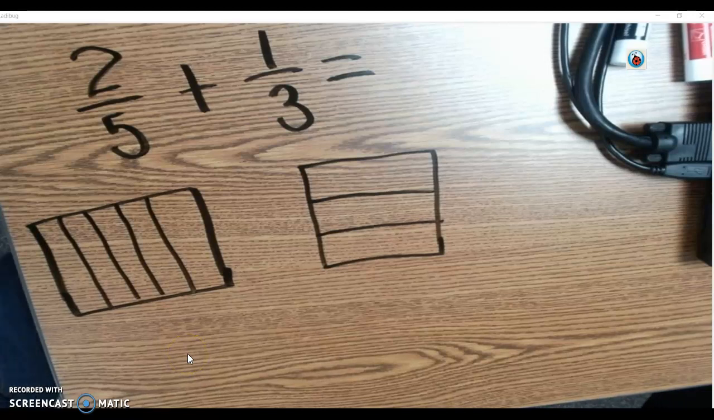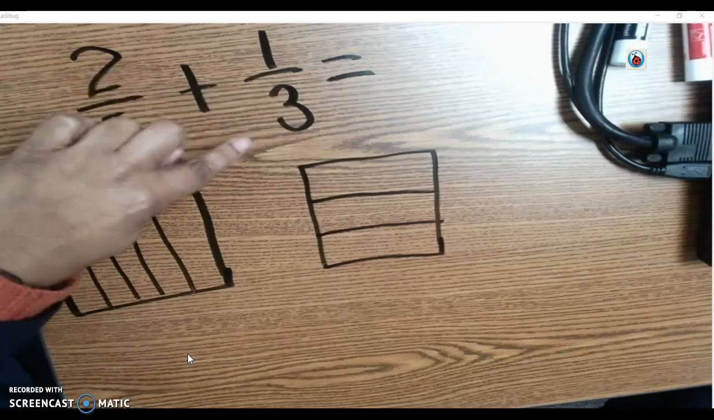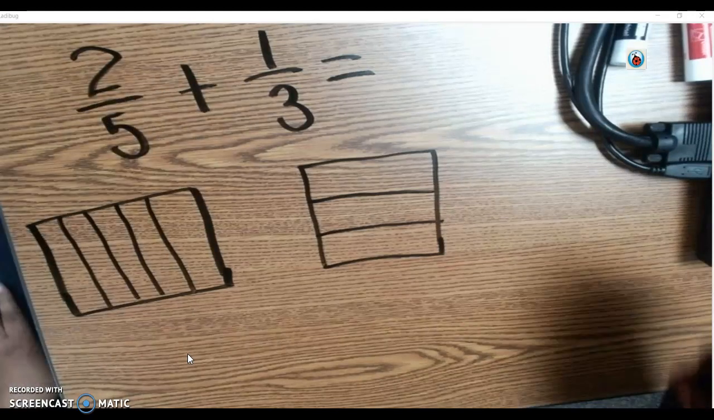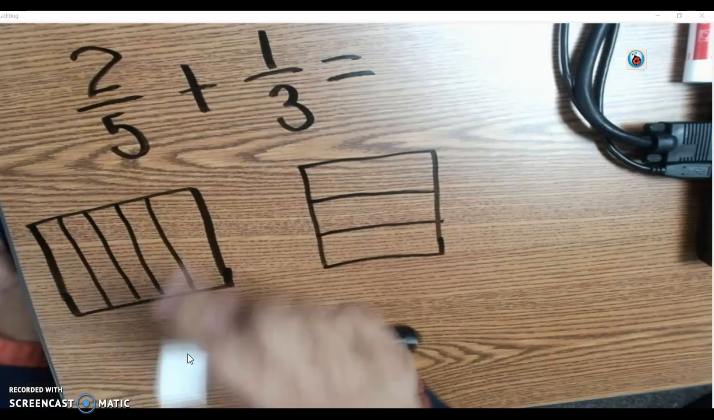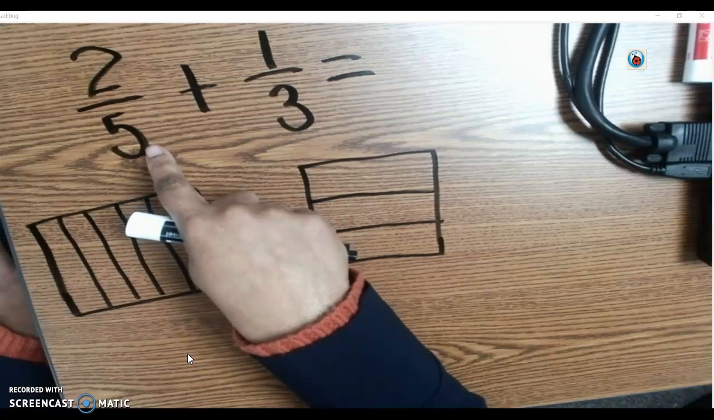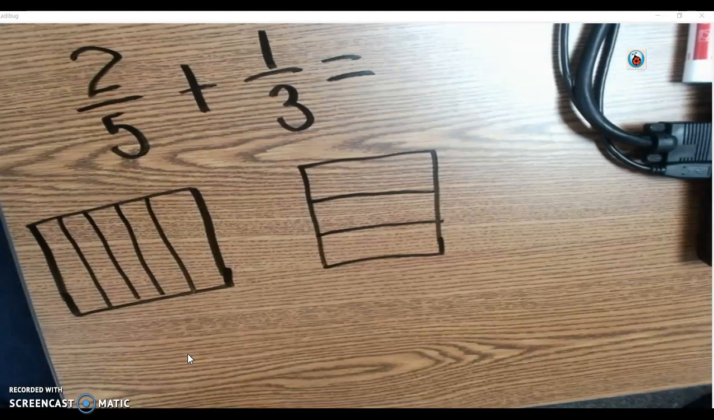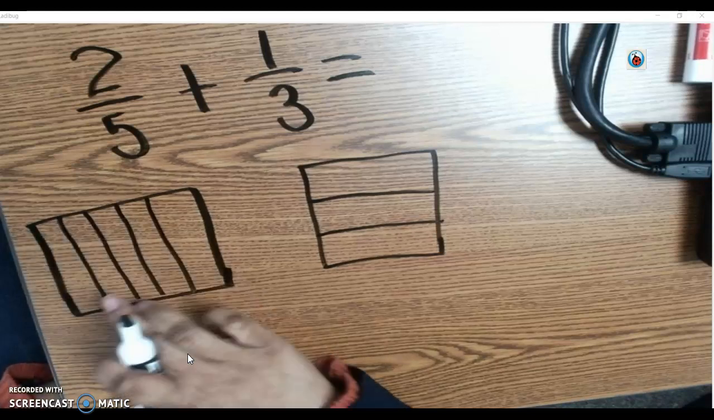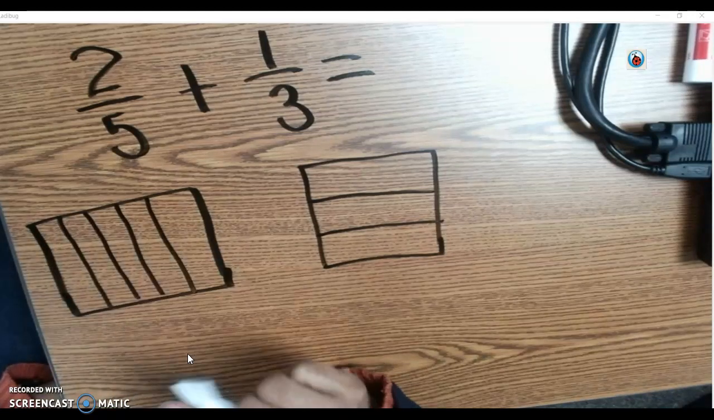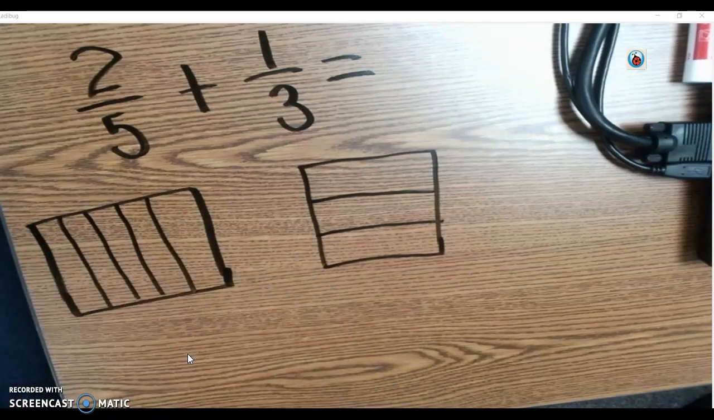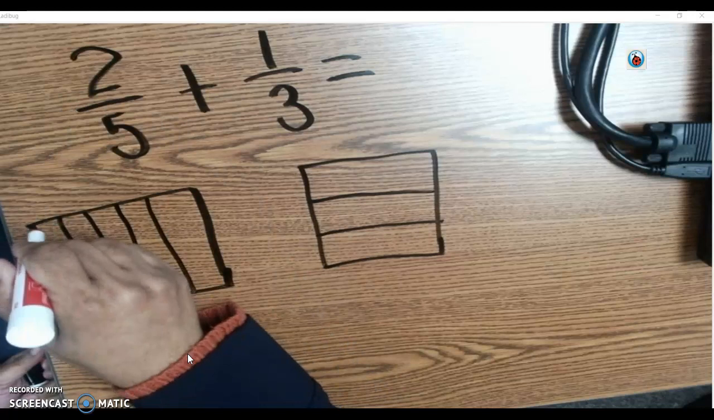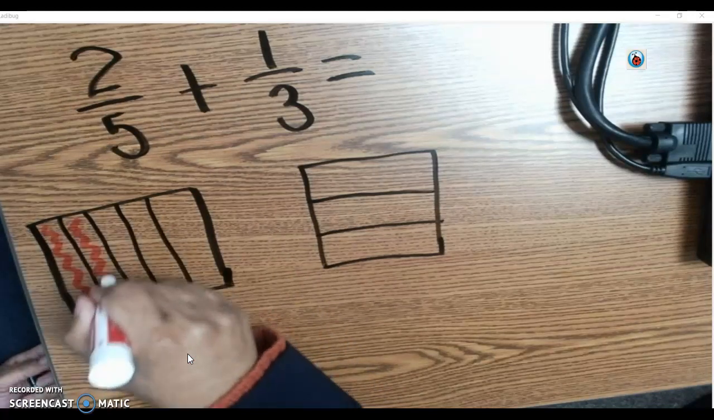So, here is how I set up my problem. I have my 2/5 plus my 1/3. So I created rectangular models. When I create my rectangular models, I draw a square, and then I look at my denominator and I see that I have 5. So in order for me to have 5 parts, I draw 4 lines. So I drew 1, 2, 3, 4 lines, and you will see I have 1, 2, 3, 4, 5 parts. So those are my 5 parts, and I have 2 parts that are shaded because that's what my numerator says.